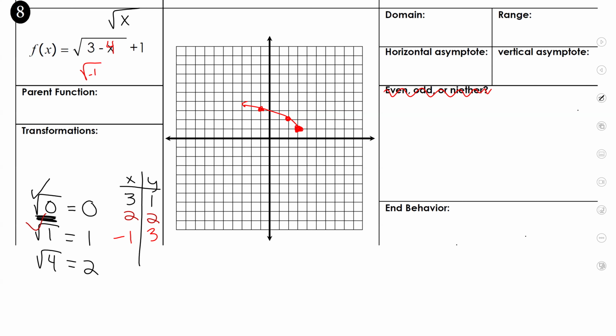I know based off of my starting point right here, how did this graph move? It went up 1, what else? It went right 3, what else happened? Yep, it reflected over the y-axis.